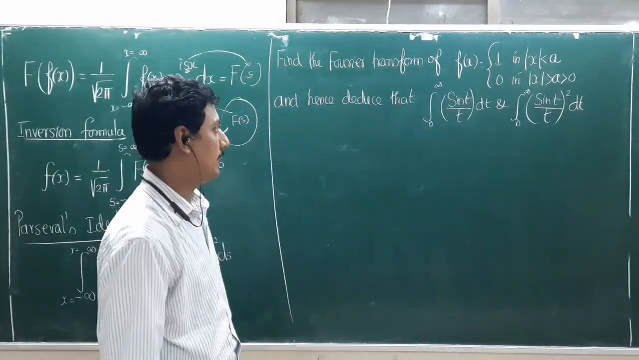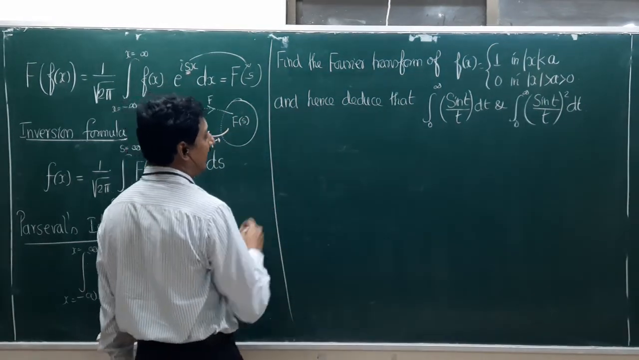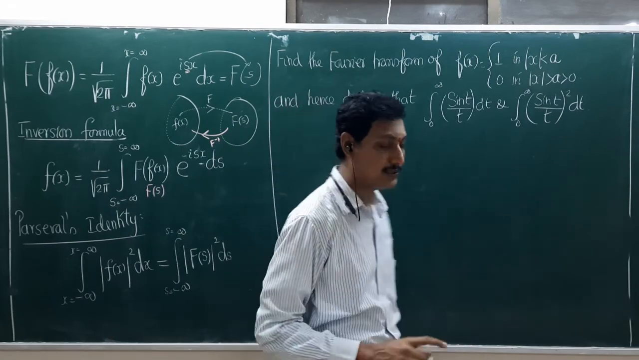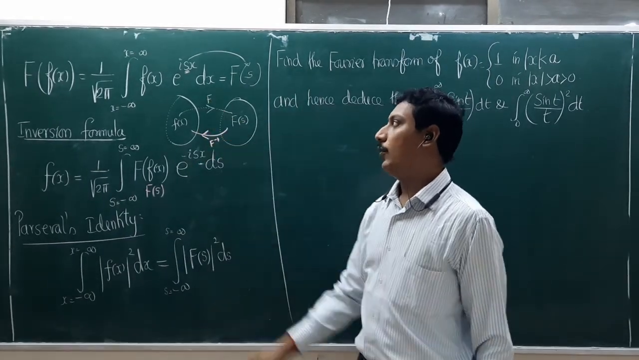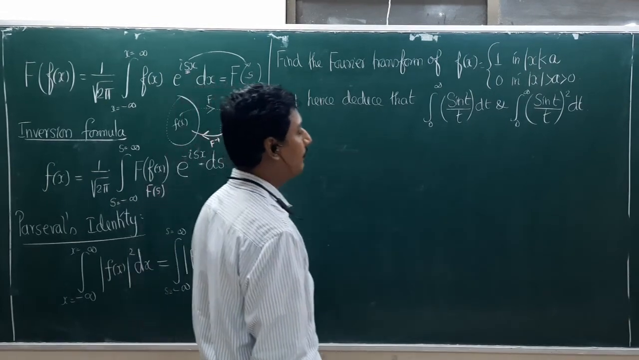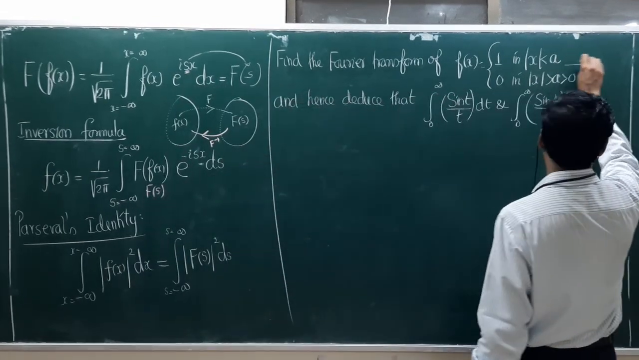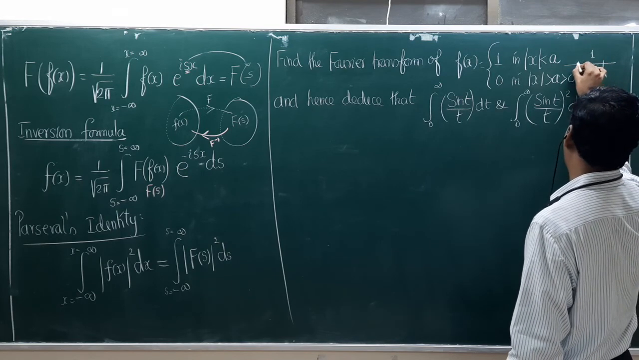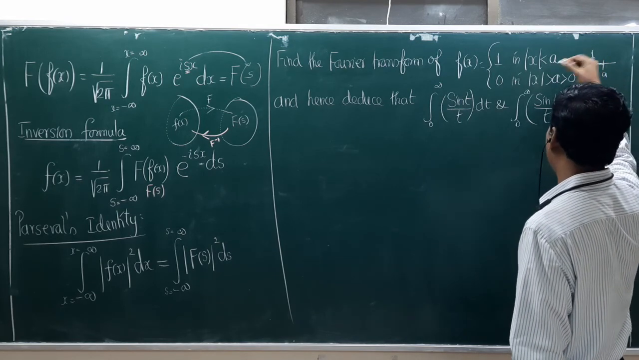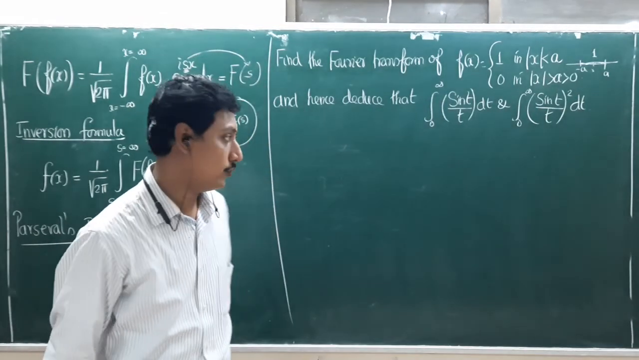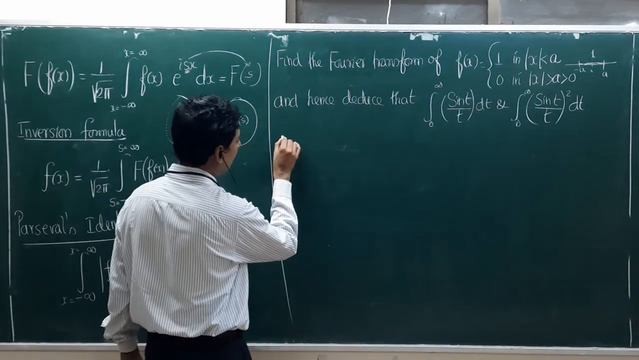How? Let's see the question. The first step is to find the Fourier transform. The formula is there: 1 by square root of 2 pi integral minus infinity to plus infinity. Before going to that, the function is clearly defined. From minus a to plus a, the function is 1, otherwise it is 0. So my aim is to find the Fourier transform.